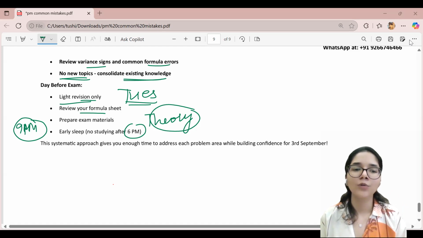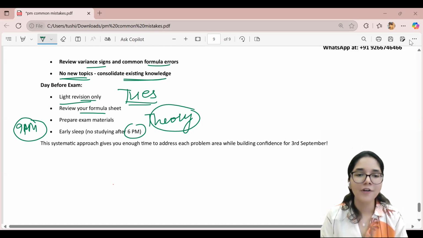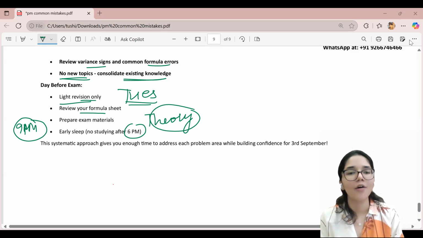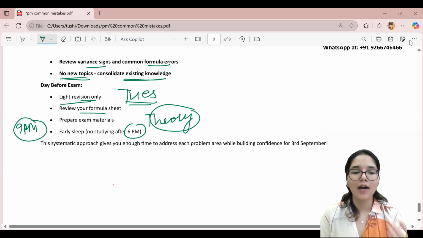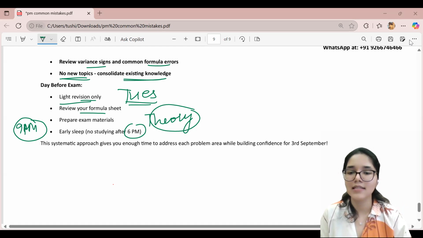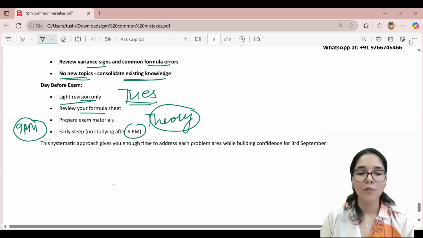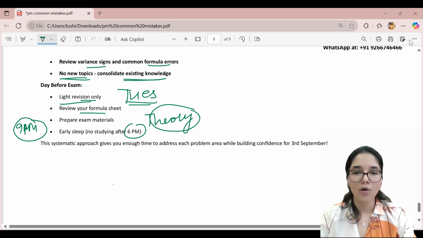So these were a few common mistakes along with the solutions, and I've given you what all you should be doing now that the last 4 days are in our hands. That is all from my side, and now I'm opening the floor for any questions that you might have. One by one, you can raise your hands or you can drop your queries in the chat box.